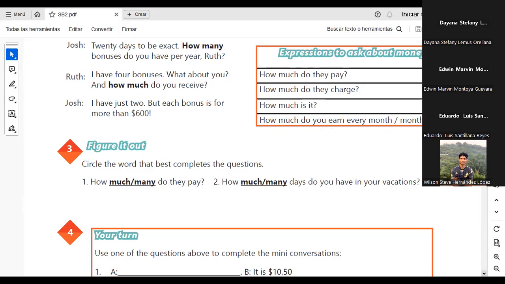No clear, teacher. The number, todas o solo una? Okay, the number one is how much do they pay? ¿Cuánto ellos pagan? Okay, and the number two is how much do they charge? ¿Cuánto cobran ellos? Cobran, ¿verdad? Ya sea por un producto o por un servicio. La cosa es que cobran cierto dinero, right? Charge is cobrar. How much is it? ¿Cuánto cuesta? How much do you earn every month? ¿Cuánto ganas mensualmente?